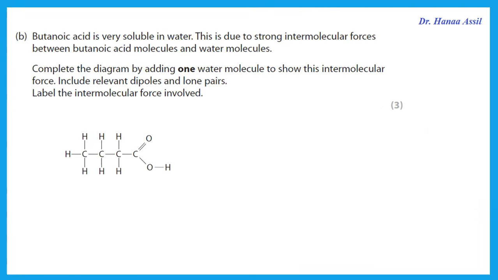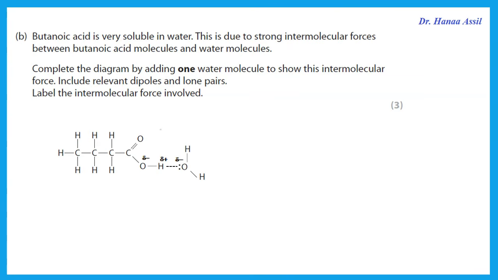Butanoic acid is very soluble in water. This is due to strong intermolecular forces between butanoic acid and water molecules. Complete the diagram by adding one water molecule. To show this intermolecular force, include relevant dipoles and lone pairs and label the intermolecular force involved. Of course, if we have acid and water, these can form what? These can form hydrogen bonding.